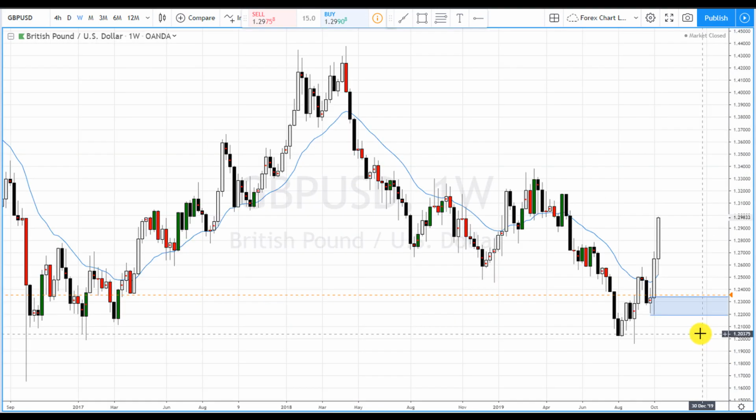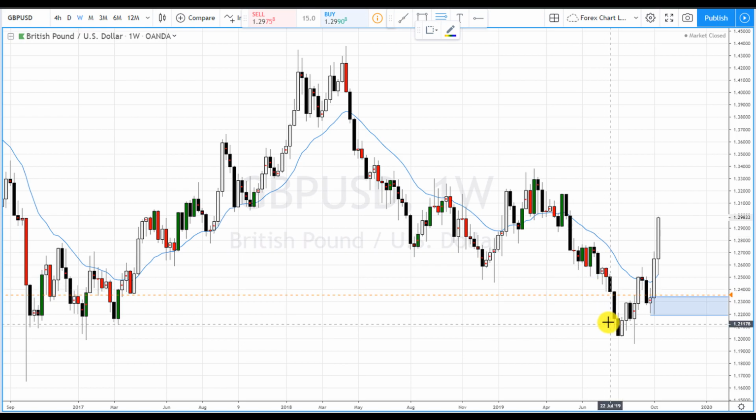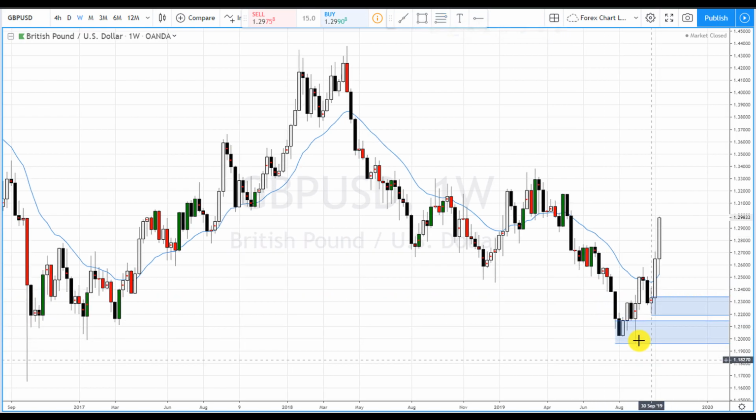On the weekly, you have an area of demand created because price did a reversal, and this area was an area of supply, but it was taken out. It worked for a little bit, and then it was taken out, and then created this new area of demand. Two strong white body candles to the upside, so that's a very, very strong area of demand. Want to go long right here, down here.